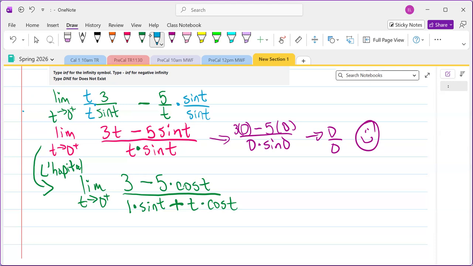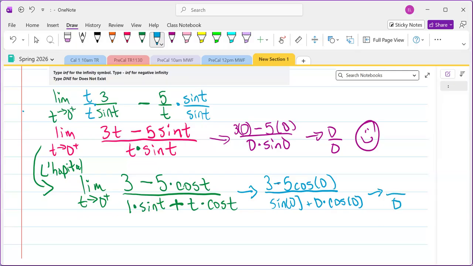And now we plug in the 0 and see what happens. So we have 3 minus 5 times the cosine of 0, divided by the sine of 0 plus 0 times the cosine of 0. So on the bottom, sine of 0 is still 0, plus 0 times that is 0. So I still got 0 on the bottom.